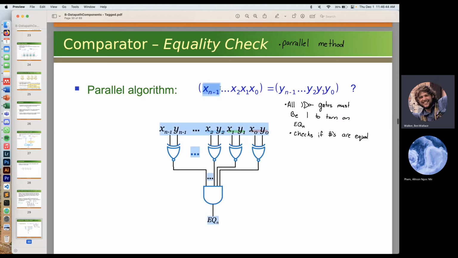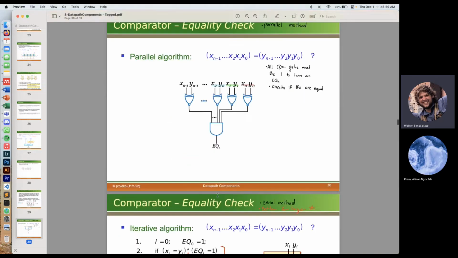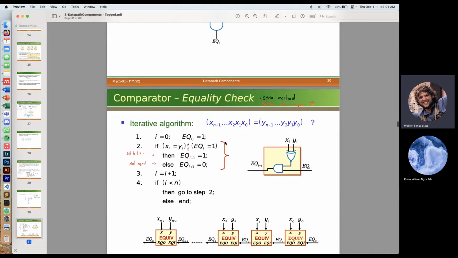So that means if this bit is the same as this bit, whether it's a 1 or a 0, it passes a 1 into this final AND gate. So what this is really asking is, are all of the bits of this string equivalent to all of the bits of this string with this final AND gate? So that's kind of how you check whether two binary strings are the same.